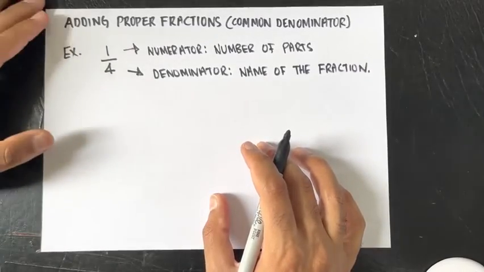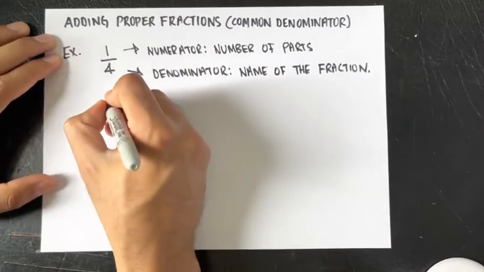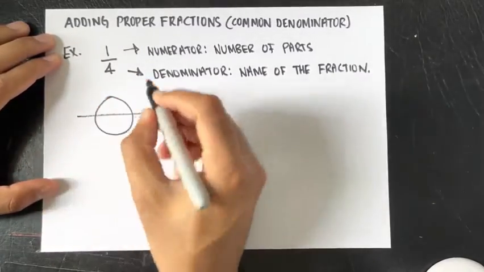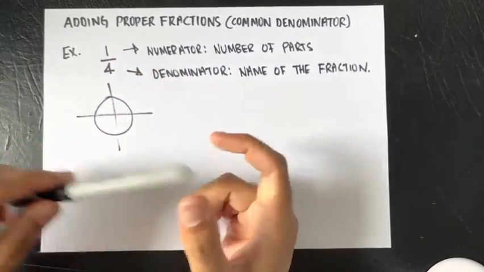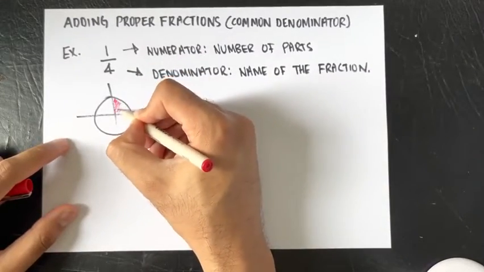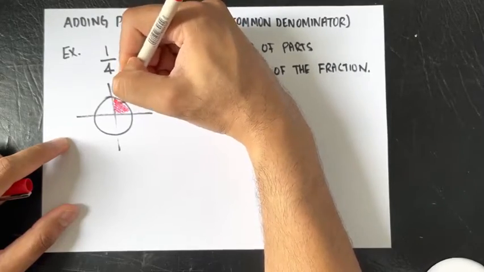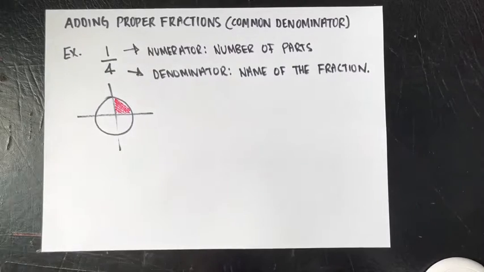So just to put it plainly, if we can, I'll just draw a circle and chop it into 4, and 1/4 can be represented by coloring one of the 4 parts. There you go. So that's how you would represent 1/4.